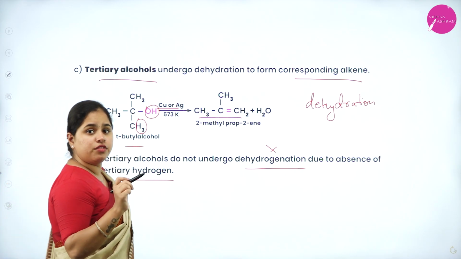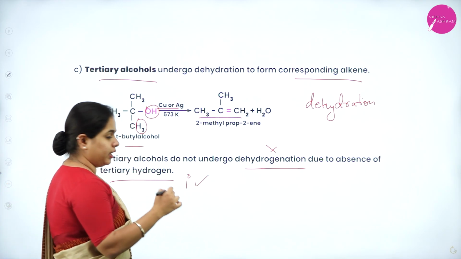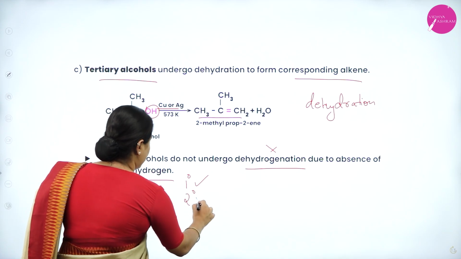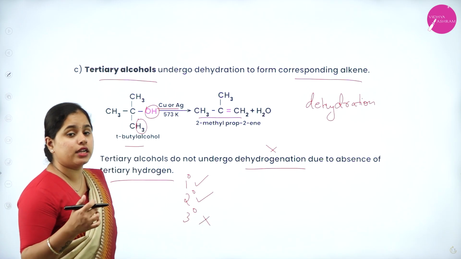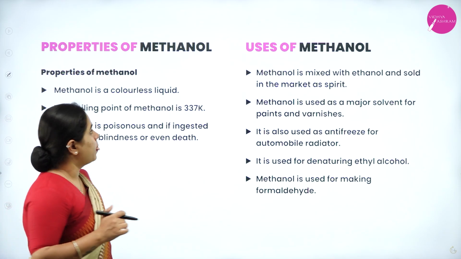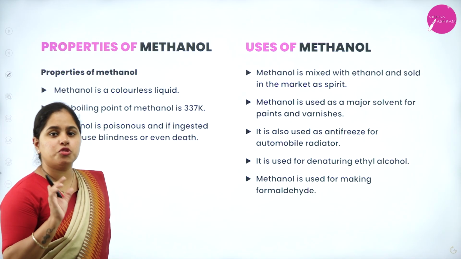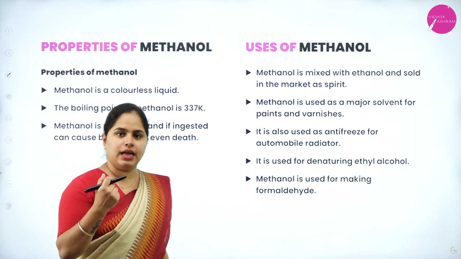Okay. So what you have to remember, primary alcohol will undergo dehydrogenation to form aldehyde. Secondary will undergo dehydrogenation to form ketone, and tertiary will not undergo dehydrogenation. It will undergo dehydration and form alkene. Okay. So I hope the reactions are clear for you. Now we are going to specifically study some important points about methanol and ethanol.